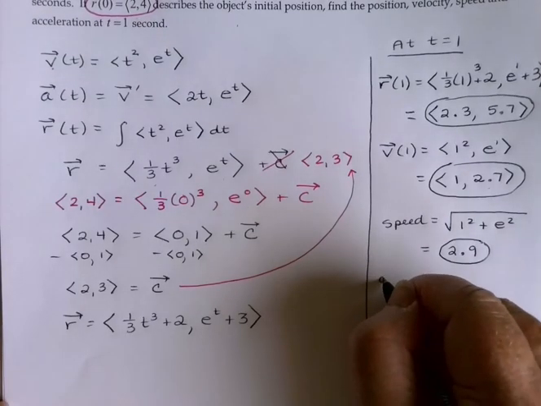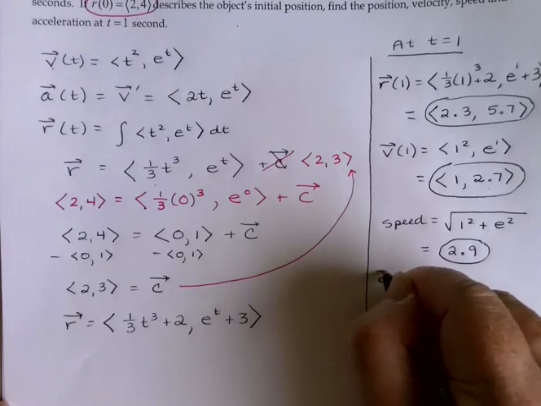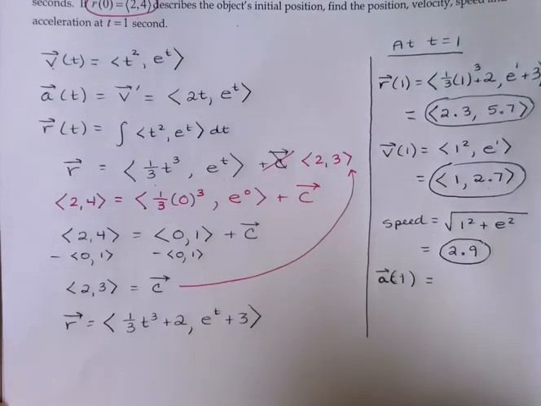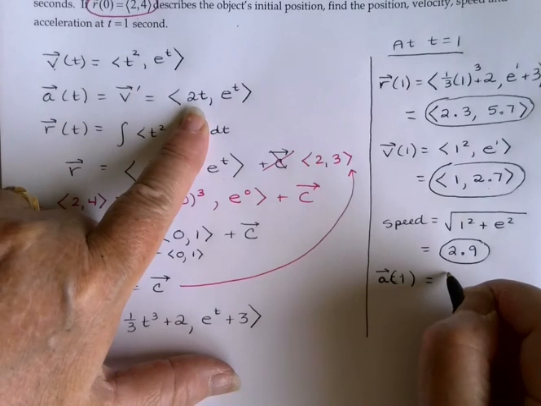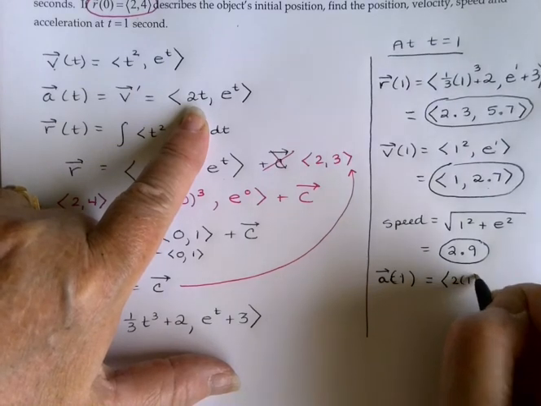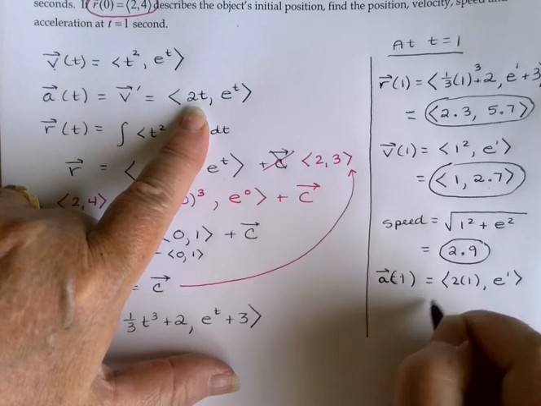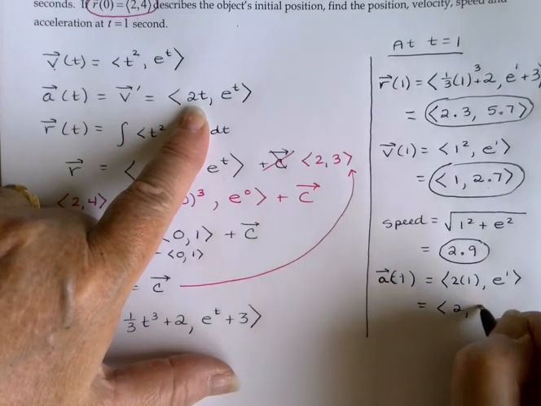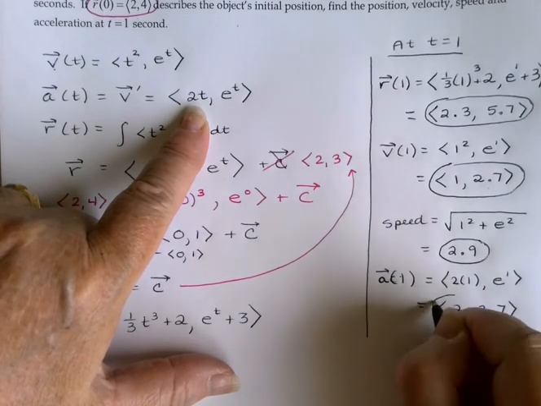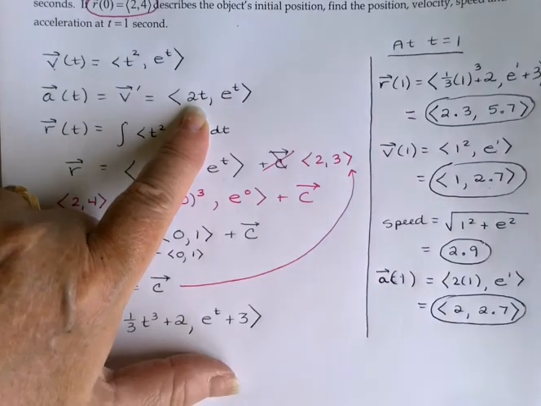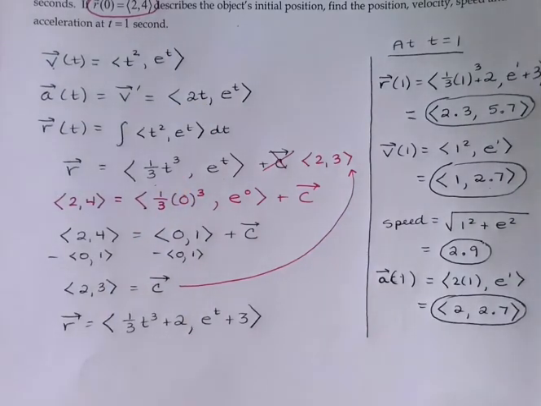And finally, acceleration. A of 1 would be 2 times 1, and e to the first, or about 2.7. All right, so again, given any one of the three, position, velocity, or acceleration, you should be able to work around and find the other two. And that's really all we're saying here at the end of this section.